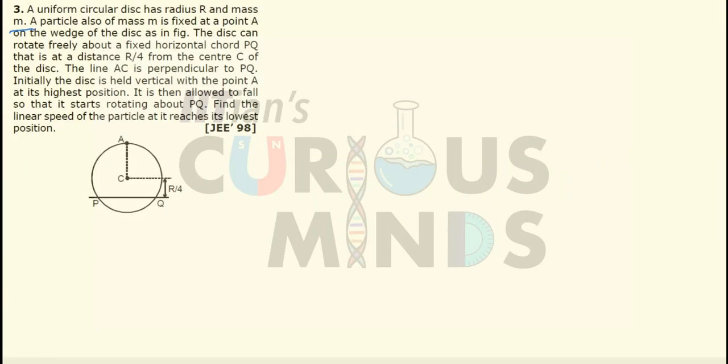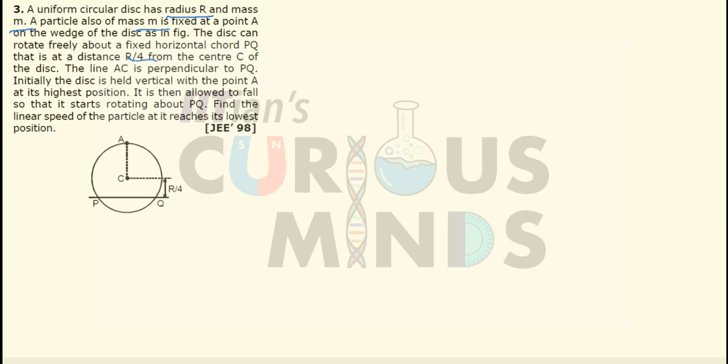A uniform circular disk has a radius r and mass m. A particle, also of mass m, is fixed at a point A on the edge of the disk as shown in the figure. The disk can rotate freely about a fixed horizontal chord PQ that is at a distance of r/4 from the center of the disk.